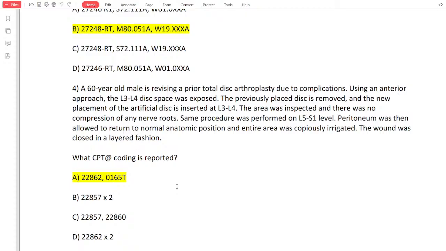Next is related to CPT also, but here one special code is there, you know, 0165T. Check your textbook. In your textbook, the last section describes the 0165T related, or T series related. Look at those options. Here you can easily identify the answer because options A and D are the same. First codes are the same. So take 22862 in your textbook. Read the description, then finalize the correct answer.